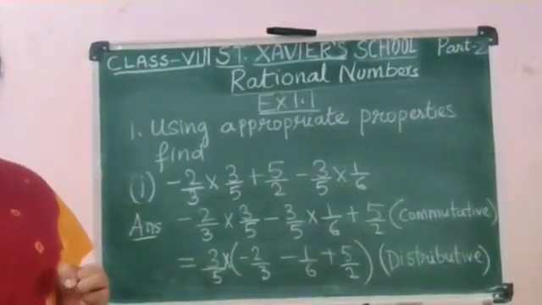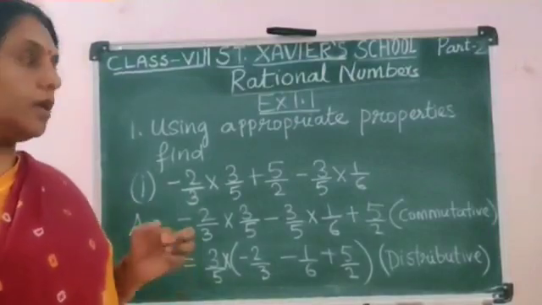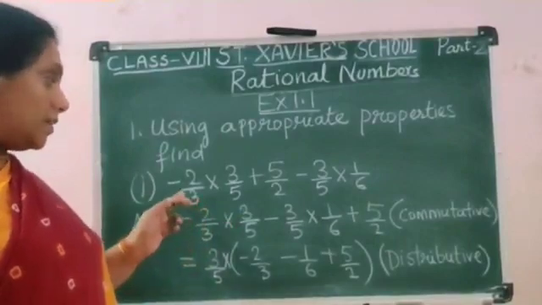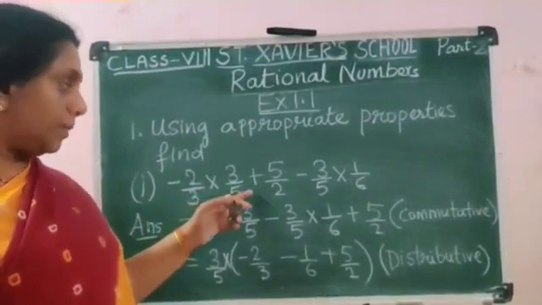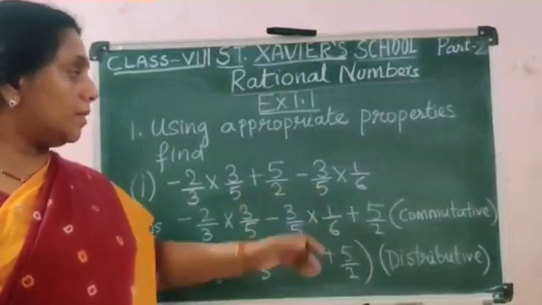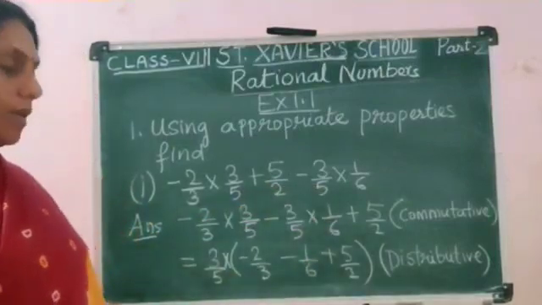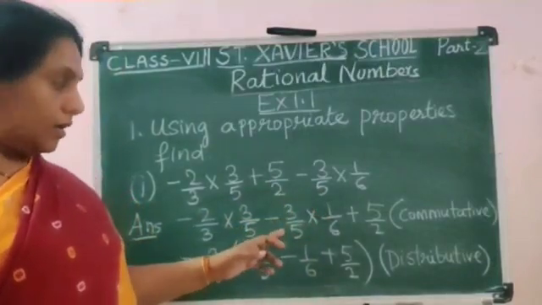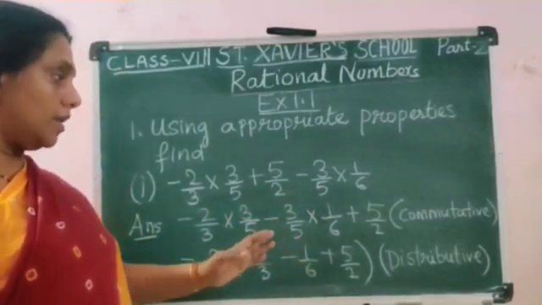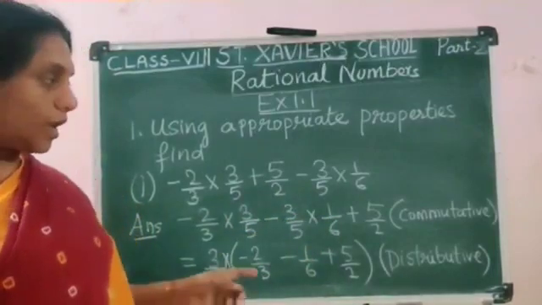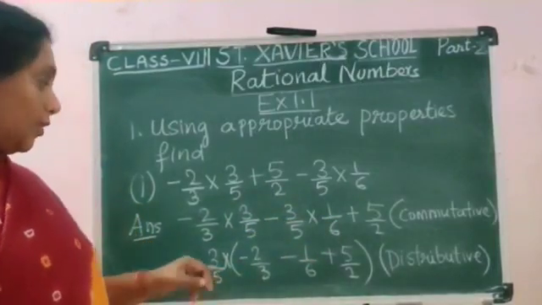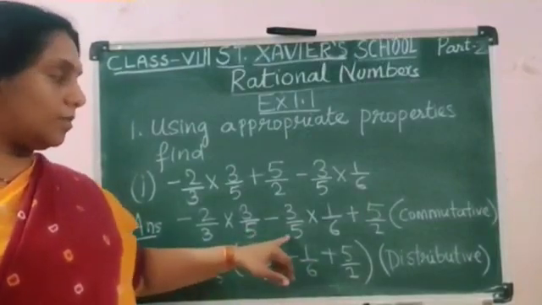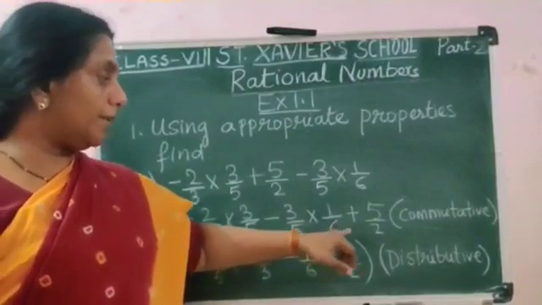I will go for exercise 1.1. Question number 1: using appropriate properties, find minus 2 by 3 into 3 by 5 plus 5 by 2 minus 3 by 5 into 1 by 6. Here we will take this minus 3 by 5 into 1 by 6 in the front, and afterwards 5 by 2. So we are making use of the commutative property. So minus 2 by 3 into 3 by 5 minus 3 by 5 into 1 by 6 plus 5 by 2.